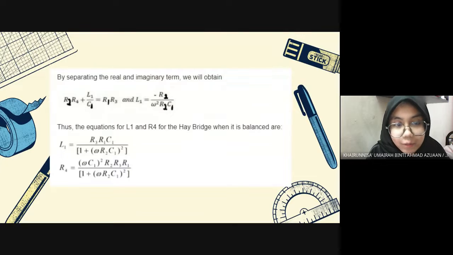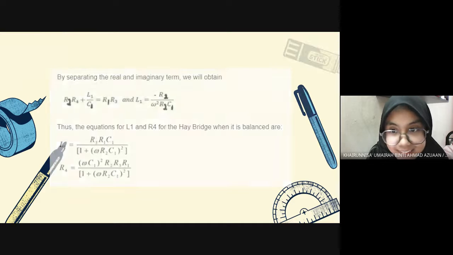Next. To make it easier to calculate everything, there is a formula. By separating the real and imaginary terms, we will obtain this formula. Thus, the equations for L1 and R4 for the Hay Bridge when it is balanced are as shown in the slide. Thank you. Next.